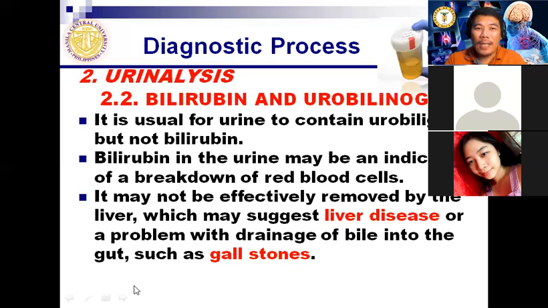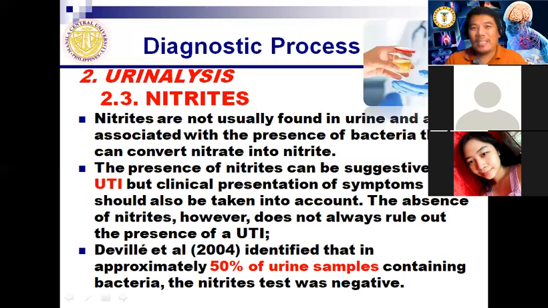Next, other than the RBC are nitrites. Nitrites are again not usually found in the urine. Why? The presence of bacteria converts nitrates into nitrite. So if there are findings of nitrites in the urine, really expect a problem, or it is suggestive of urinary tract infection.